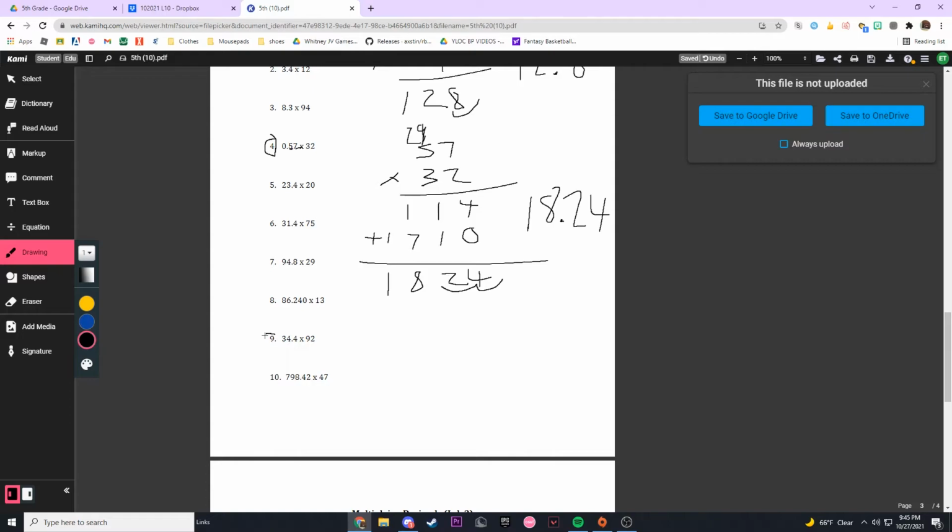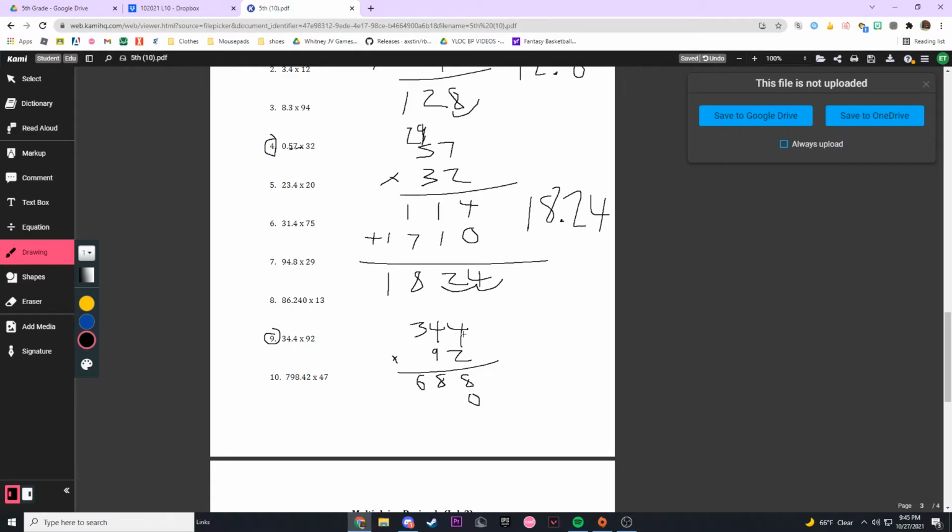For number 9, we have 34.4 times 92. So once again, we're going to ignore the decimal place, so it becomes 344 times 92. So now we do 2 times 4, which is 8, 2 times 4, which is 8, 2 times 3, which is 6. So now we can put a 0 as a placeholder.